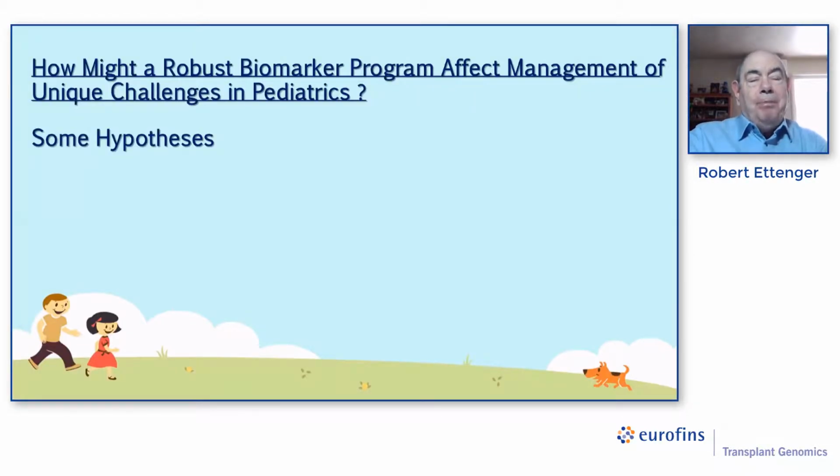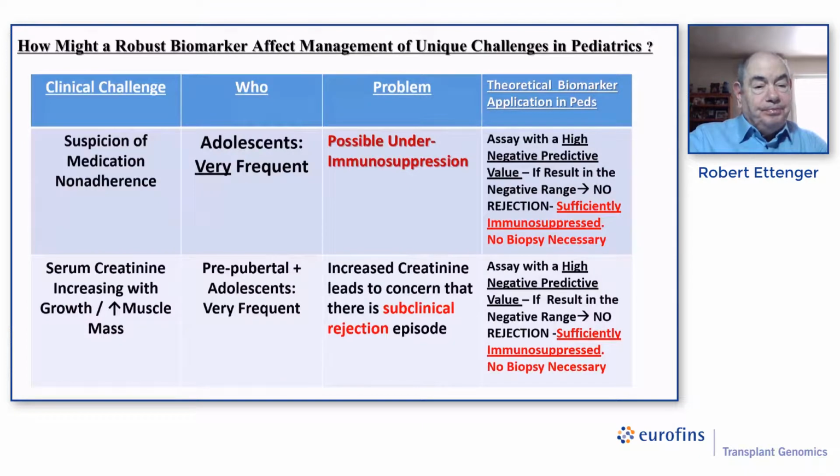So how might a robust biomarker program affect management of the unique challenges in pediatrics? Well, suppose we have suspicion of medication non-adherence. In adolescence, it's very, very frequent. I like to say that whenever you have a statistic in patients of non-adherence, you always want to double it for the actual realistic amount of non-adherence. So I said before that 65% of adolescents are officially identified as non-adherent. If you double that, it means over 120% of adolescents are non-adherent. I think you get my point.